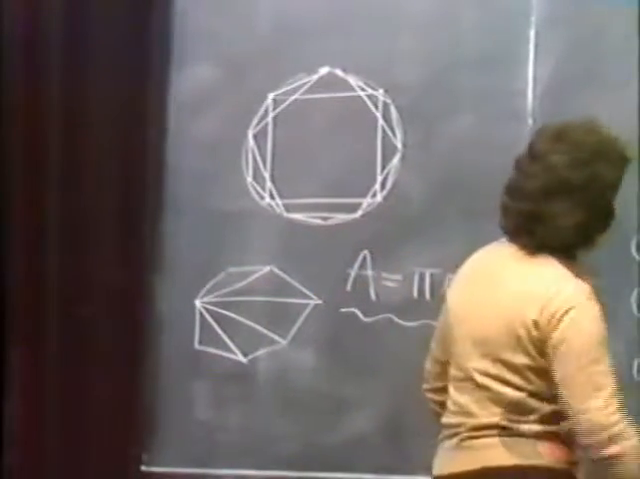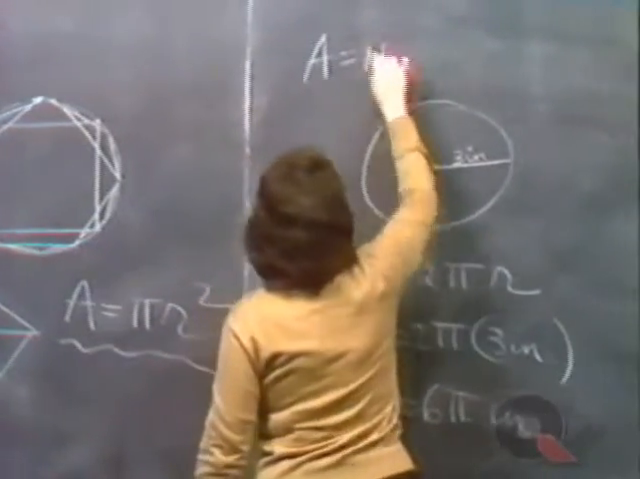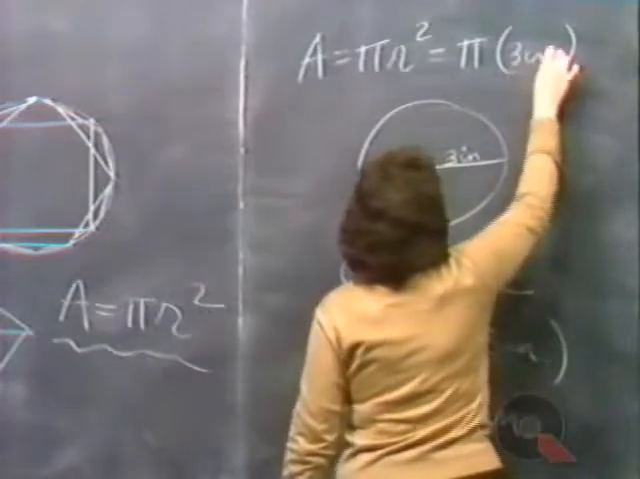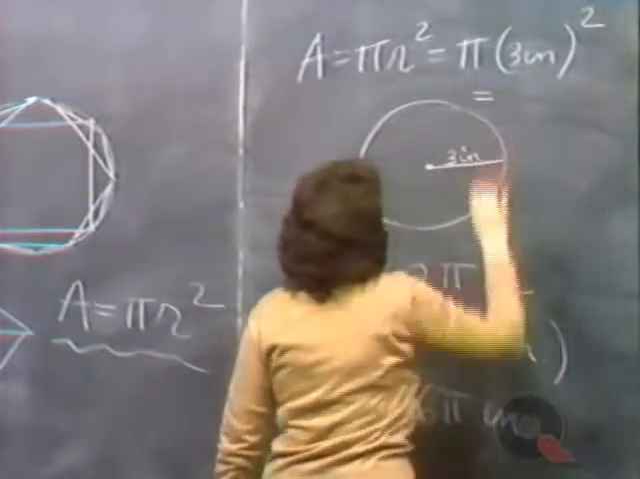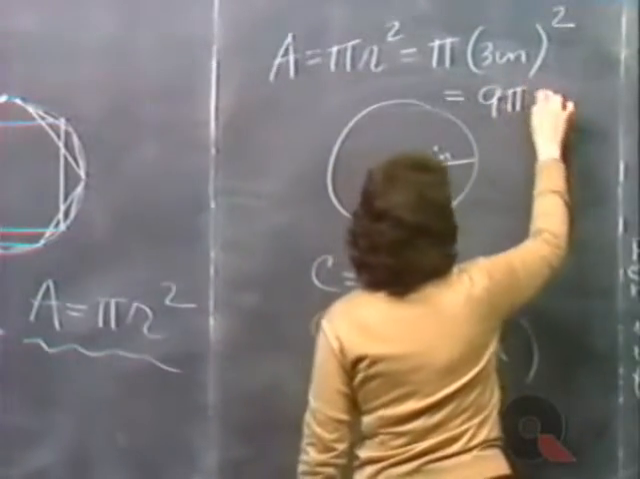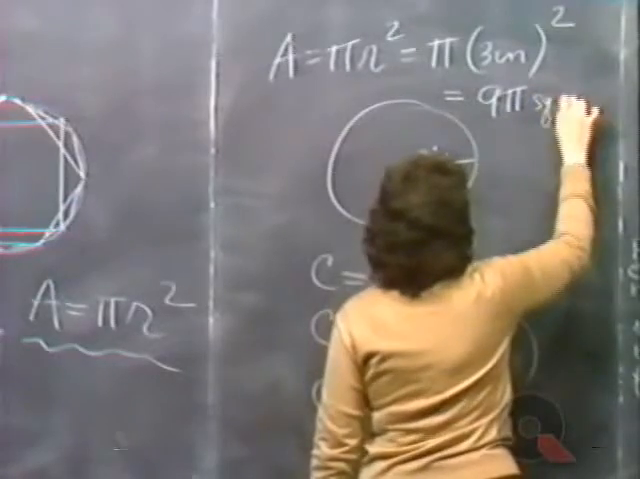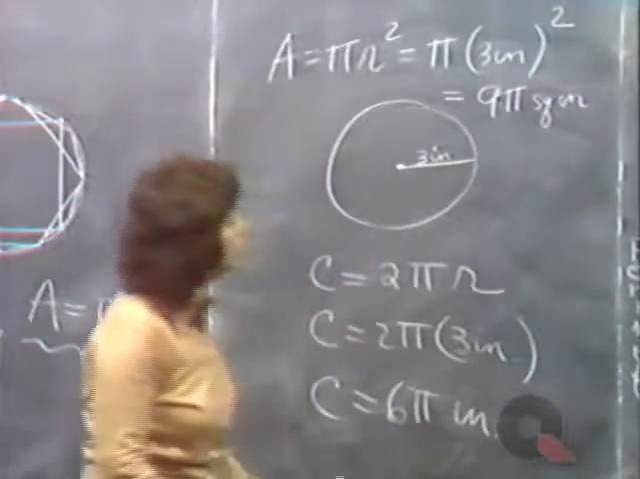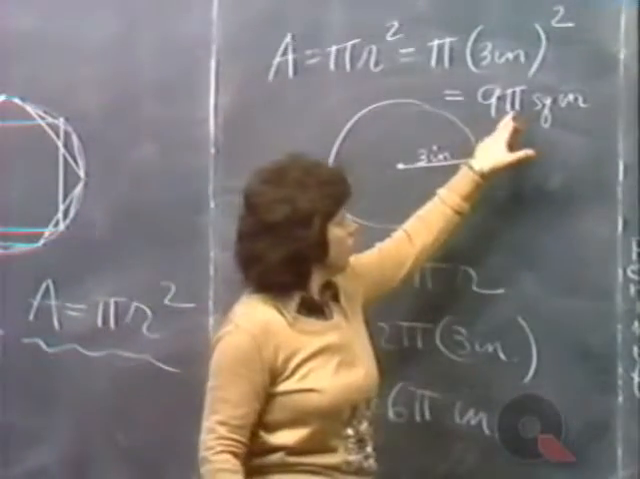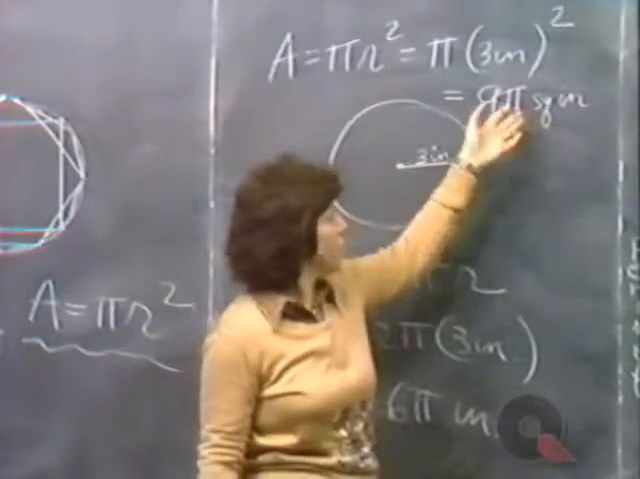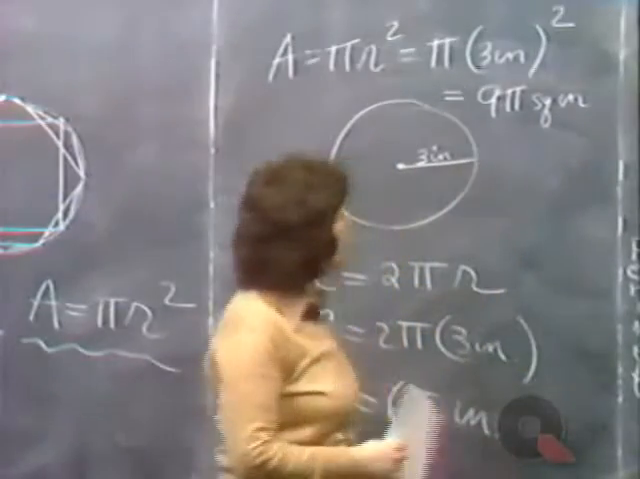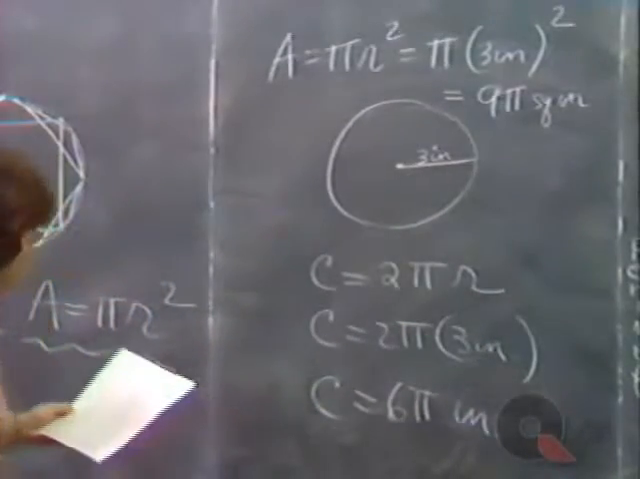The radius is 3 inches. We want the area. The area is pi r squared. That is pi times 3 inches squared. That's pi times 3 squared, or 9 pi square inches. Three times 3, that's 9 times pi square inches. And once again, remember, pi is over 3. This comes out over 27. I think it comes out to be 28 something. But it's a specific number. 9 pi square inches for the area of that circle.